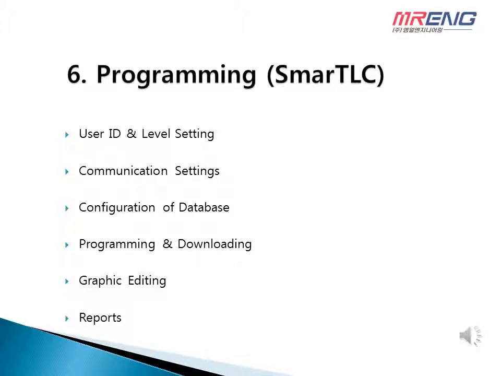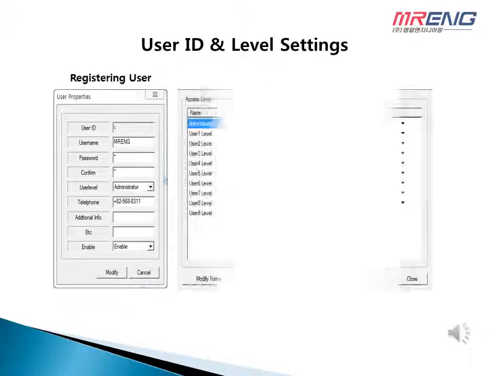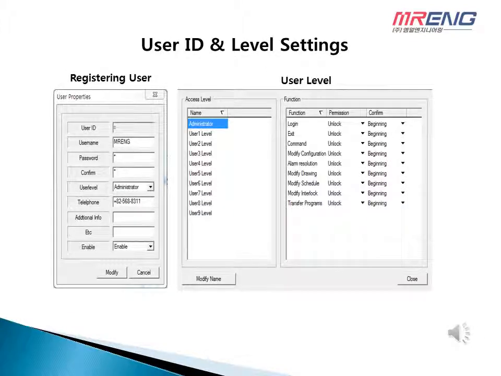We can program the software before or after the hardware is installed using the blueprint and database. Our software is divided into 6 sections, and when programming, follow the order below: user ID and level setting, communication setting, configuration of database, program and downloading, graphic editing, report. First, we're going to set the level, password, and ID for the programmer.